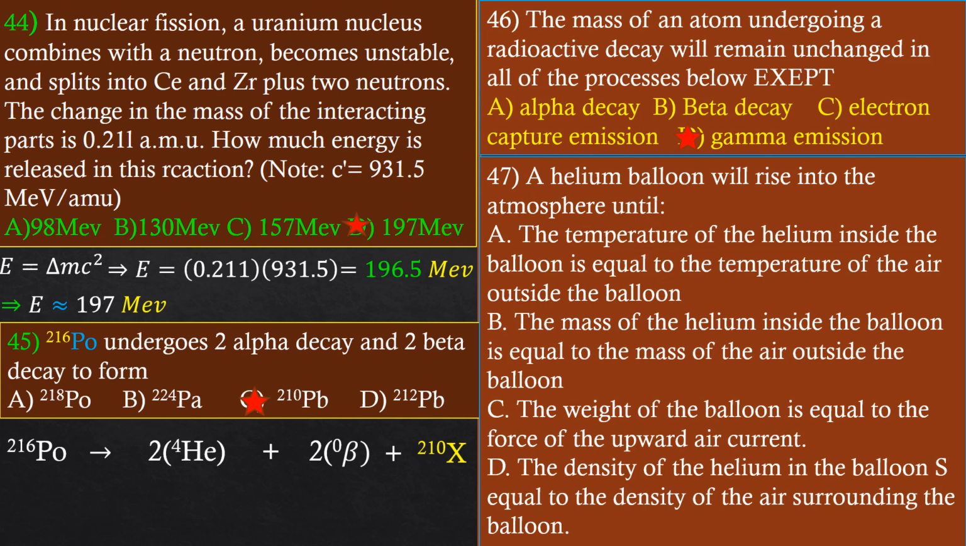The mass of the helium inside the balloon is equal to the mass of the air outside it. No, guys, wrong. Option B is not correct. Option C is saying that the weight of the balloon is equal to the force of the upward air current. No, guys. Option D is the density of the helium in the balloon being equal to the density of the air surrounding the balloon. Option D, guys, is the best option we can take. Okay, let's go on now, guys. Let's go to question 48.